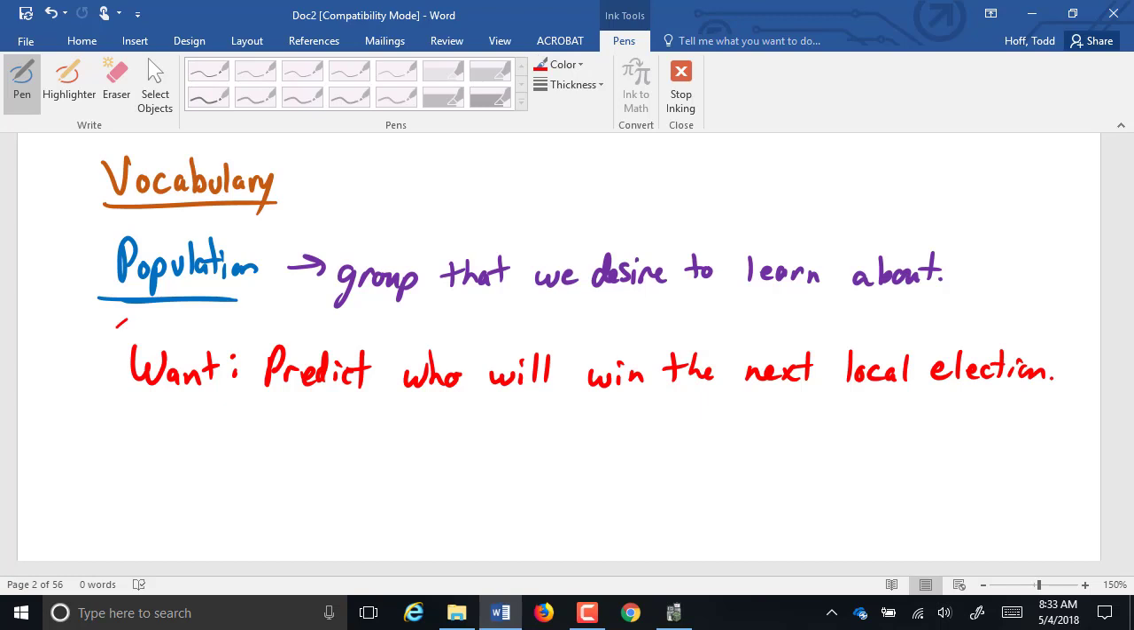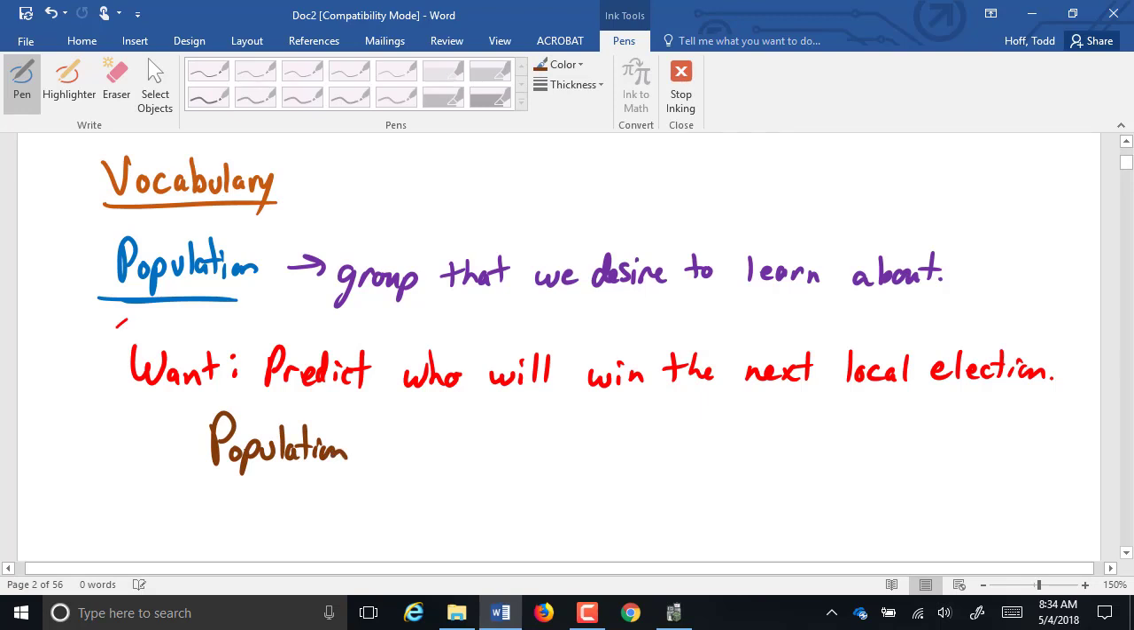Well, it's really easy to look at that and think, well, what we want to learn about is the candidates. Which candidate's going to win? But that's not really who we're trying to learn about. The candidates themselves, while they influence the election, really are not the ones that determine the result. What we really want to learn about here is the population. It really comes down to voters.